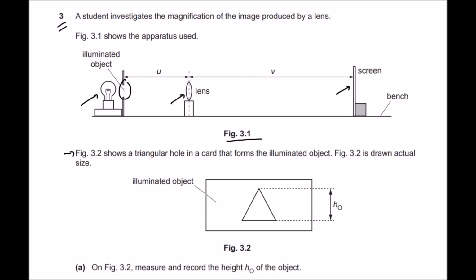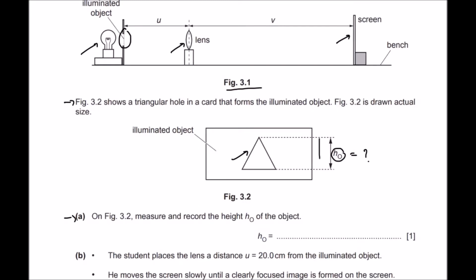Figure 3.2 shows a triangular hole in a card that forms the illuminated object. In part A, on figure 3.2, measure and record the height HO of the object. This is the object in a triangular shape and you need to calculate its height. Height you can measure by using a simple ruler. Using a ruler you get around 1.5 centimeter.